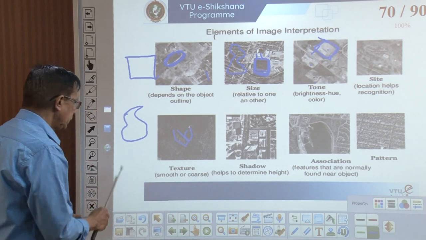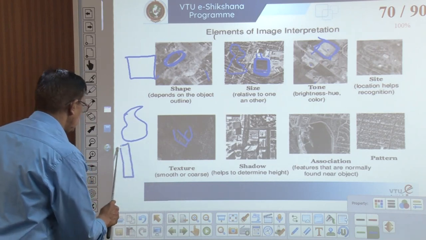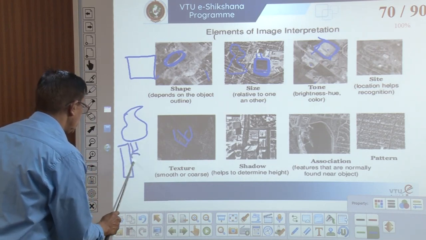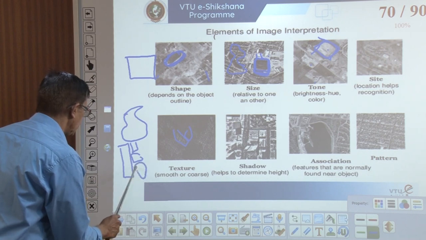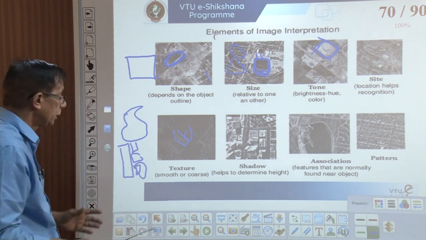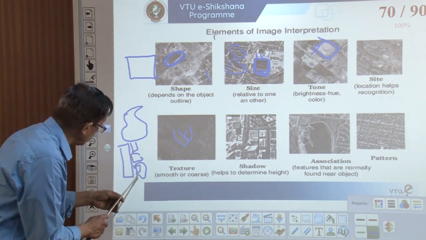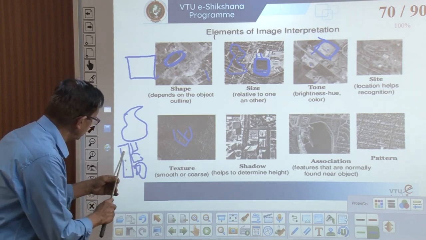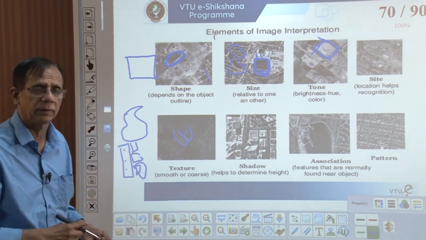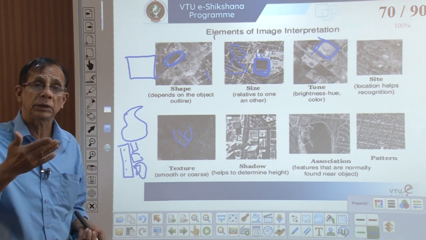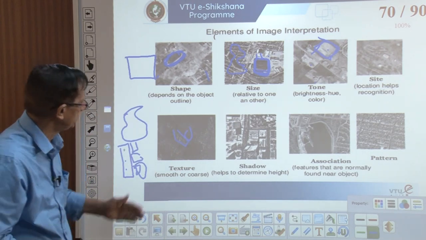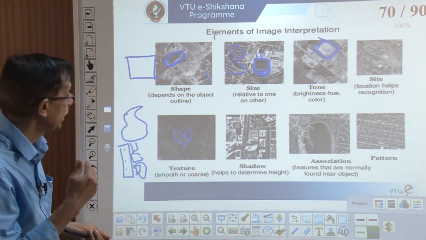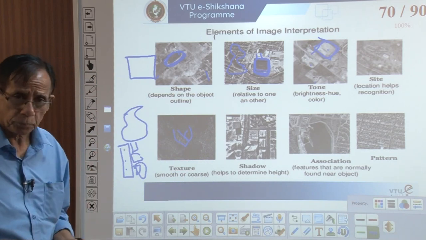Texture: the mutual relationship between this feature and that feature. What is the relation in the city? This could be the road, this could be a building, this could be the school, this could be the playground. Their mutual association with each other, how it looks, is very important. That determines the texture of a photograph. Just by looking at the kind of photograph, I will be able to identify it.